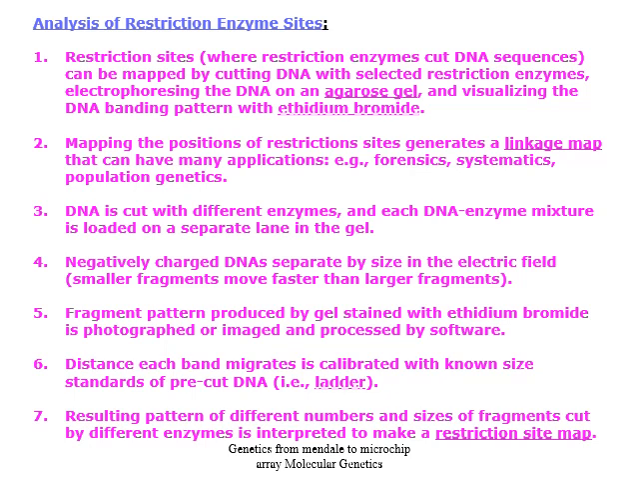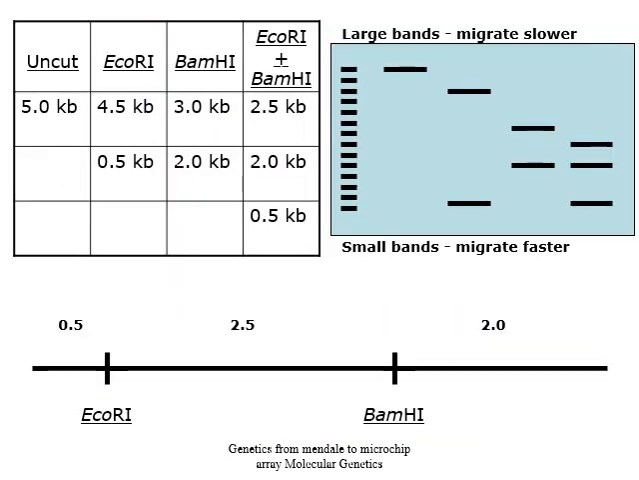The distance each band migrates is calibrated with a known size standard, such as a cut DNA ladder. The resulting pattern of different numbers and sizes of fragments cut by different enzymes is interpreted to make a restriction site map. Here, the large bands migrate slowly and the small bands migrate faster, like the band H1. This is the base pair size of the bands, in kilobase pairs.